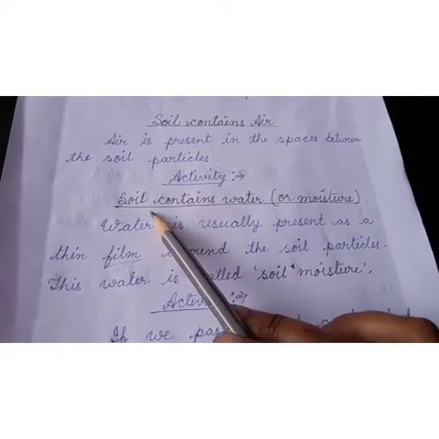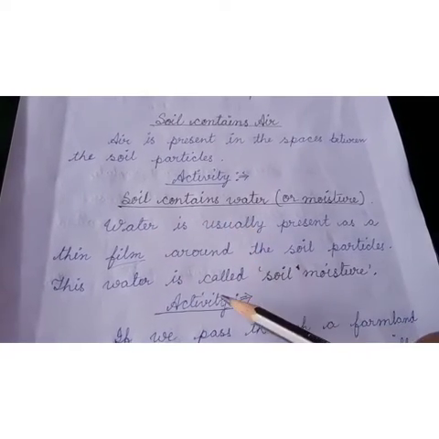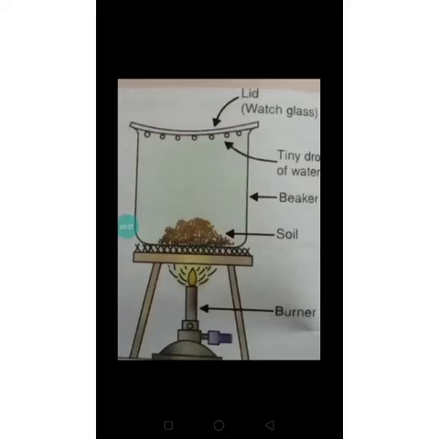We can understand this fact by performing another activity. Activity to show that soil contains water. For that, we take some dry soil in a hard glass beaker and cover it with a lid, such as a watch glass. Heat the beaker using a burner. We will see that tiny drops of water are formed on the inner side of the lid. This shows that even the soil, which appears to be dry to us, contains some water.